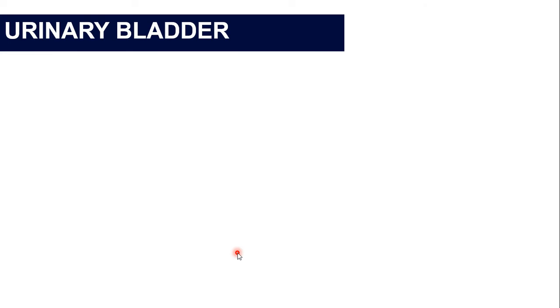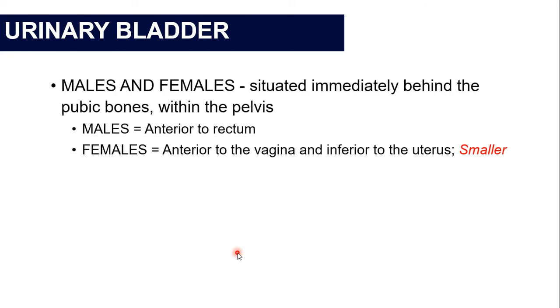Now take note that your urinary bladder, both in males and females, is situated immediately behind the pubic bones within the pelvis. But in males, it's located anterior to the rectum, and in females, it's located anterior to the vagina and inferior to the uterus. And it's smaller compared to the males.